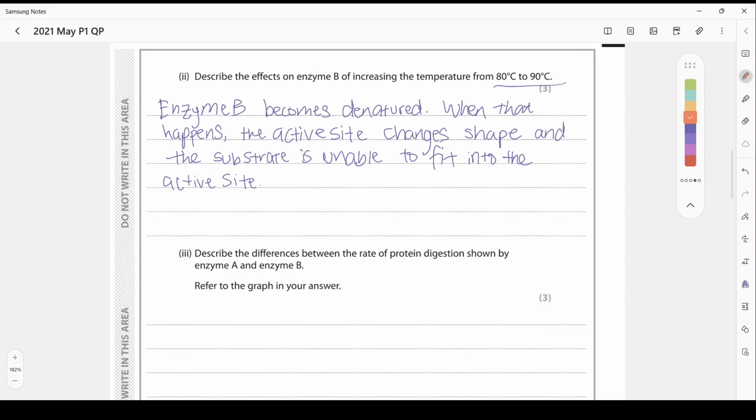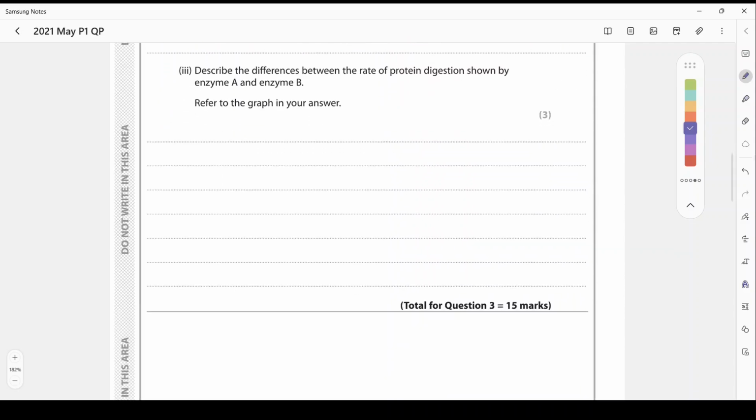So the 3 marks are denatured, that's 1 mark, and 1 mark for active site changes shape or loss of shape of the active site, and then substrate is unable to fit into the active site would be the 3rd mark. All right, let's move on to part 3.